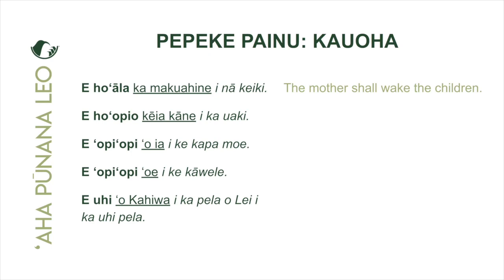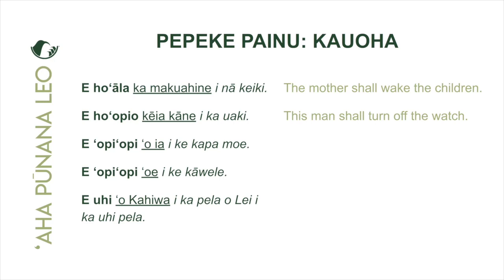Who's doing this action? Keia kane, this man, right? And what is he actually deactivating or turning off? O ka waki. So the waki is receiving the action of being turned off by keia kane. All right, so let's see the translation. This man shall turn off the watch. E ho'opio keia kane i ka waki. Yeah, this man shall turn off the watch.